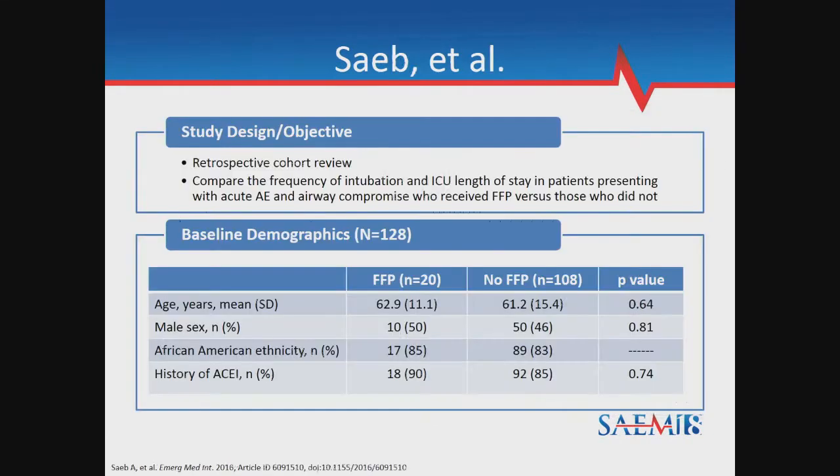In addition to this, we have a retrospective cohort review done by Saeb and colleagues. I really like this study because it was looking at much more clinical outcomes rather than meeting discharge criteria. This compared the frequency of intubation and ICU length of stay in patients who had acute angioedema if they received FFP versus if they didn't. Keep in mind that this was not specific for ACE-induced angioedema. This was any acute angioedema, as long as the patient didn't have a documented history of hereditary angioedema. But if you look at the bottom, at the baseline demographics, the majority of both patient groups were actively on an ACE inhibitor at the time.